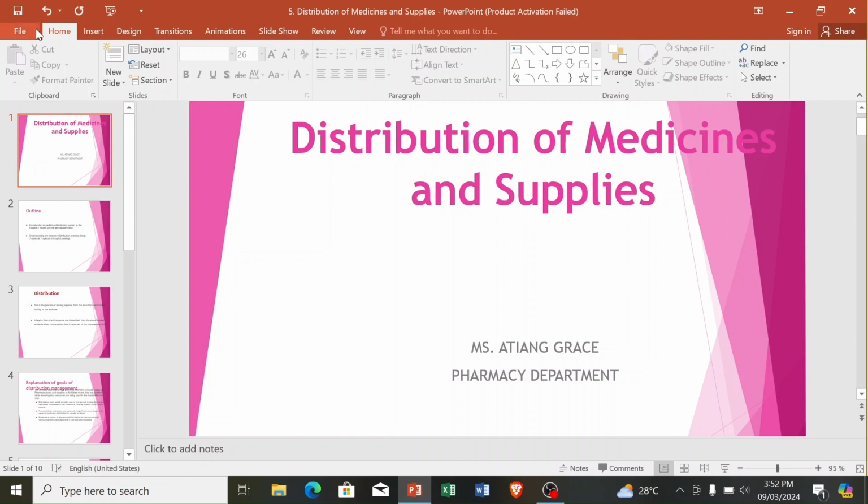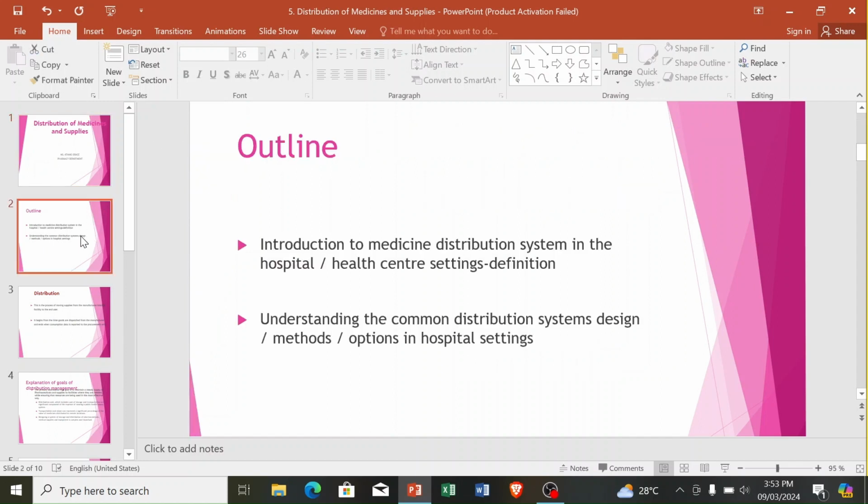Okay, so under pharmacy practice we have what you call a medicine management cycle, and it has different parts, and we already discussed it in previous lectures. You can follow it up in specific lectures so that you get an idea of what it is. So you find that distribution is part of the specific parts that we get in the cycle. So our outline today, we want to look at introduction to medicine distribution system in the hospital and health center setting definition, and then understanding the common distribution system designs, methods, and options in hospital setting.